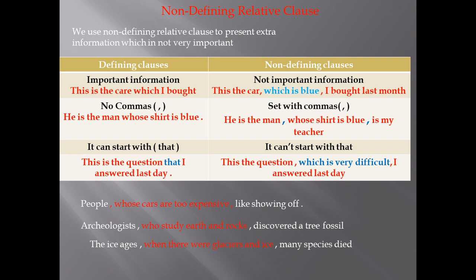Look here at the third sentence. The Ice Age. Do you know the meaning of the Ice Age? We have discussed this vocabulary before in the previous lesson. في الدرس الماضي شرحنا شو يعني ال Ice Age. It is a period of time when the earth was completely ice and glaciers. العصر الجليدي. Look here, the Ice Age, when there were glaciers and ice, many species died. We can say that in the Ice Age, many species died. So this is additional information, not a very important one.